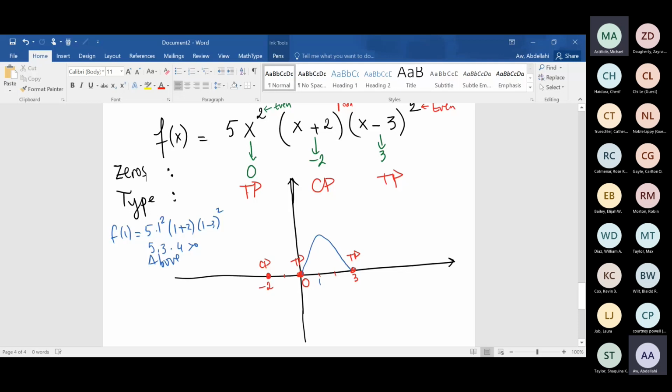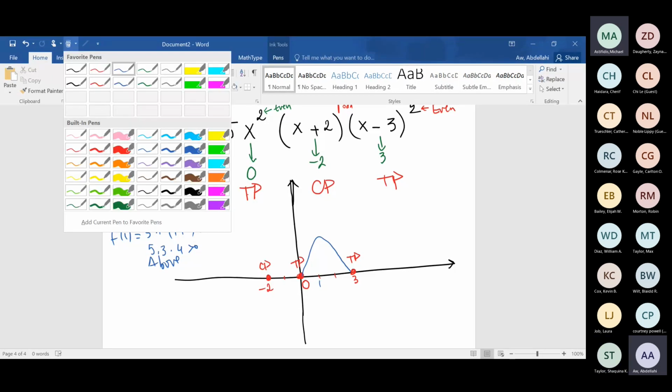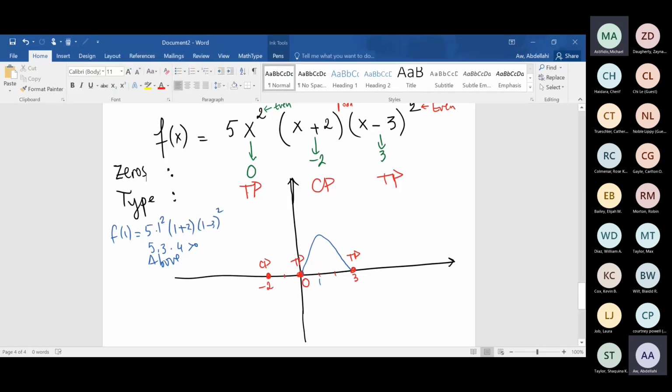Now you see how fast it's going to go? Now we're going to use the property. 3 is a turning point. What's the graph going to do? Turn, right? 0 is a turning point. What's the graph going to do? Turn, right? And -2 is a cross point. The graph is going to cross. That's it. If you don't go that way, how many numbers at least do you have to test?